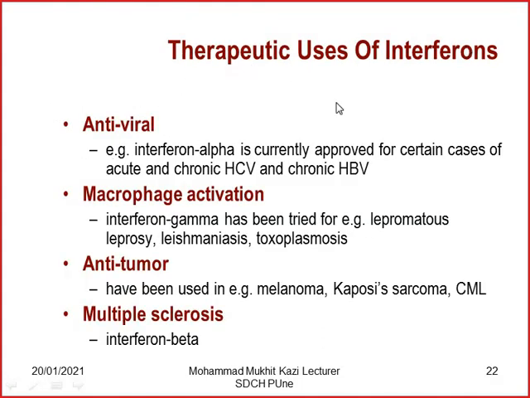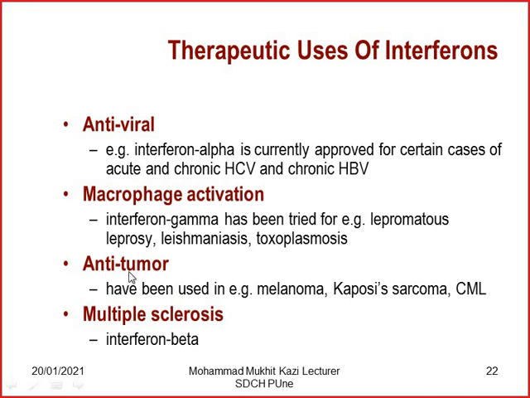What are the therapeutic uses of interferons? It can act as antiviral, not directly, but it can motivate the other cells which are not infected to take care of the viruses. For example, interferon alpha is currently approved for certain cases of acute and chronic hepatitis C virus and chronic hepatitis B virus. Experimental studies are still going on to know whether it is actually antiviral or it helps other cells to take care of that. Macrophage activation: they are important in activating the macrophages, and interferon gamma has been tried for lepromatous leprosy. This is a bacterium actually, but they have seen in this how macrophage activation occurs.